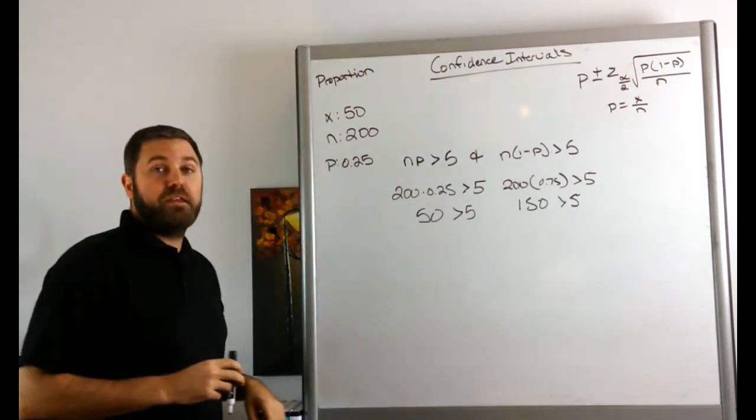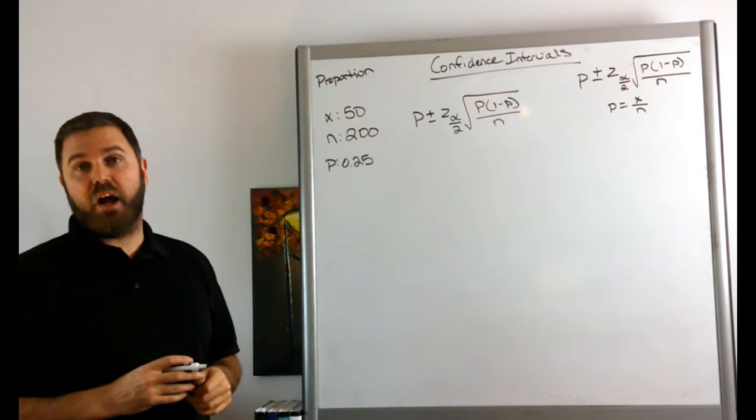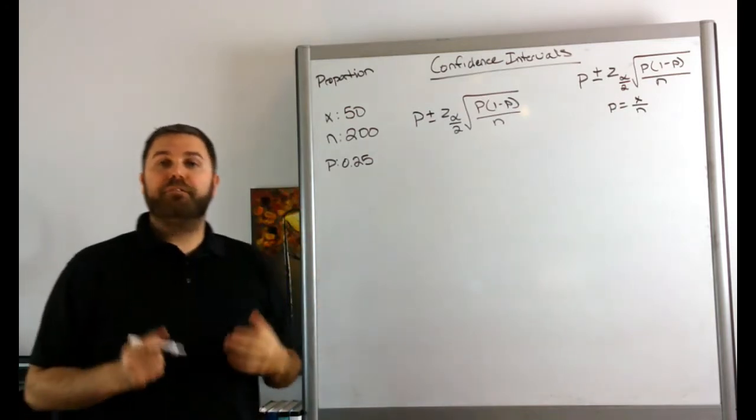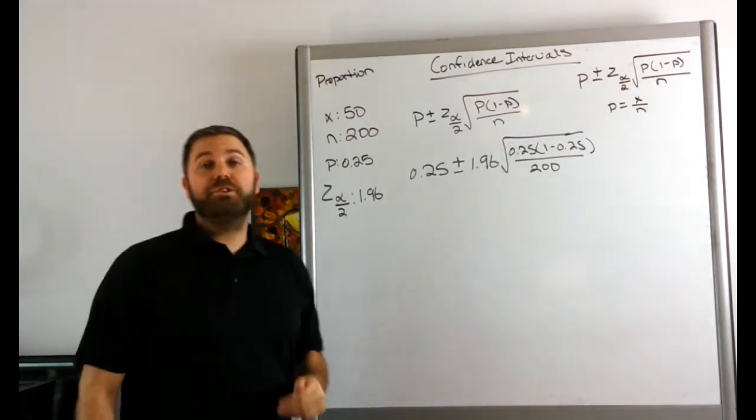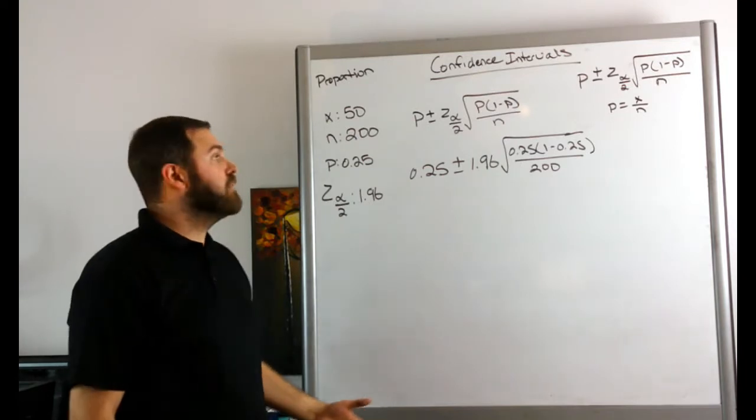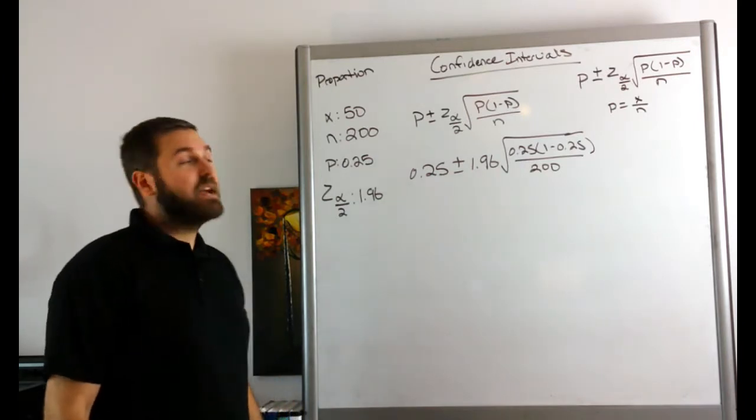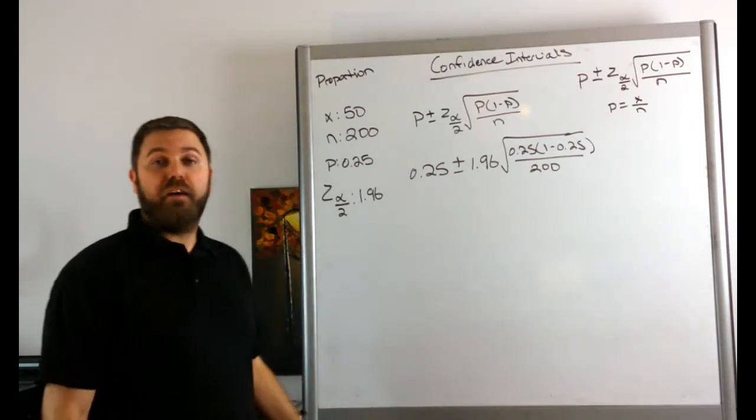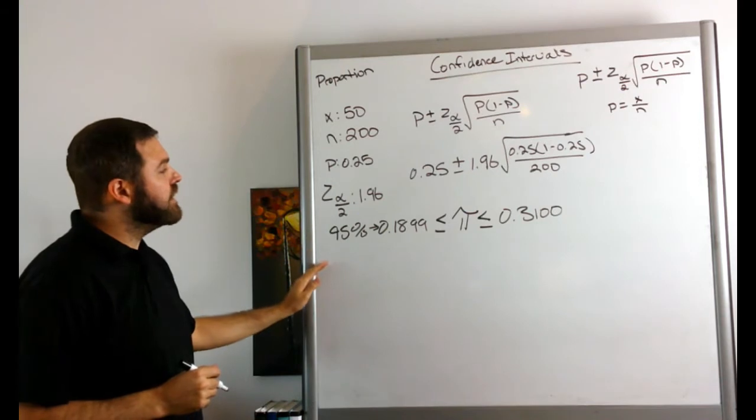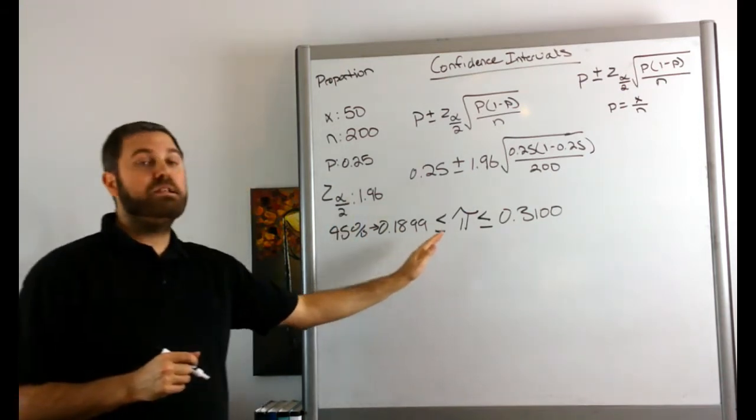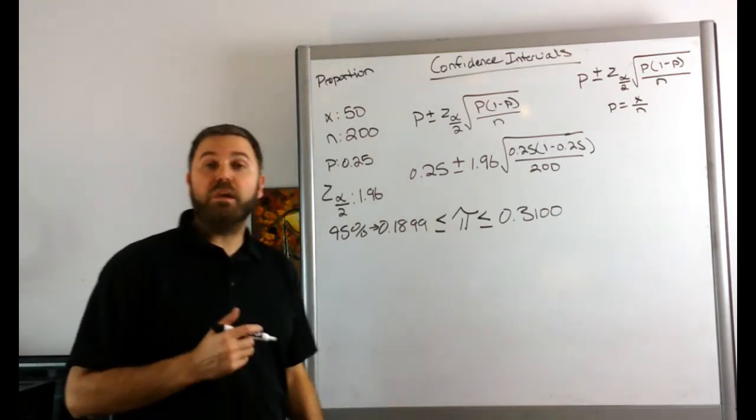Now let's take a look at the equation. Let's say for this equation we decide to look at a 95% confidence interval. We know that 95% on our z-table corresponds to 1.96. So our equation is going to equal 0.25 plus or minus 1.96 times the square root of 0.25 times 1 minus 0.25 divided by 200. So we can say that we are 95% confident that the population proportion is between 0.1899 and 0.3100.